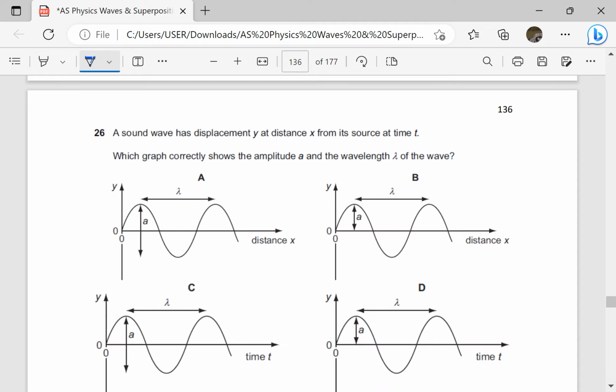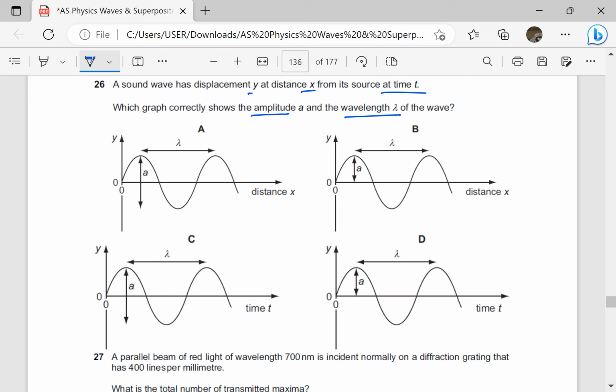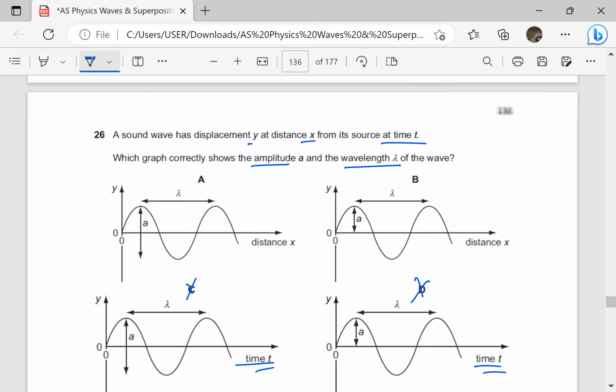A sound wave has a displacement y at distance x from its source at time t, which graph correctly shows the amplitude and wavelength. So amplitude and wavelength, so we shall ignore D because it is against time, and C because it is also against time. So we shall concentrate on A and B.